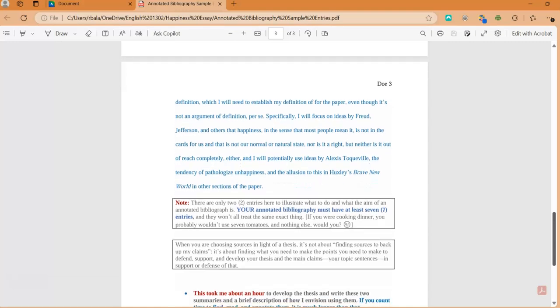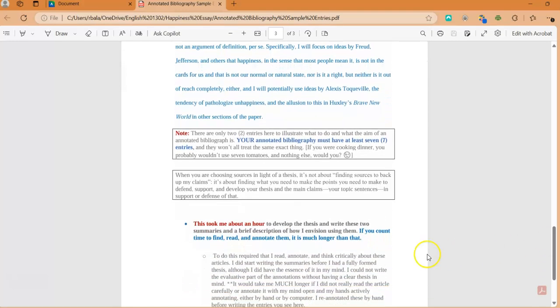And I did this and I timed myself, and it took me about an hour to develop a thesis and write these 2 summaries and a brief discussion of how I envision using them. But if you count the time that it took me to find those articles, read them, and annotate them, it took me a whole lot longer than 2 hours to do this, if you count that.